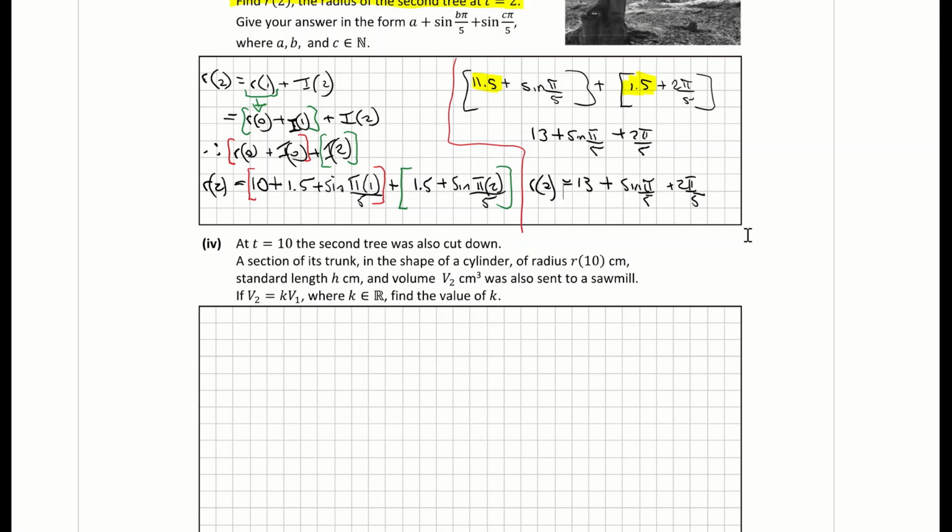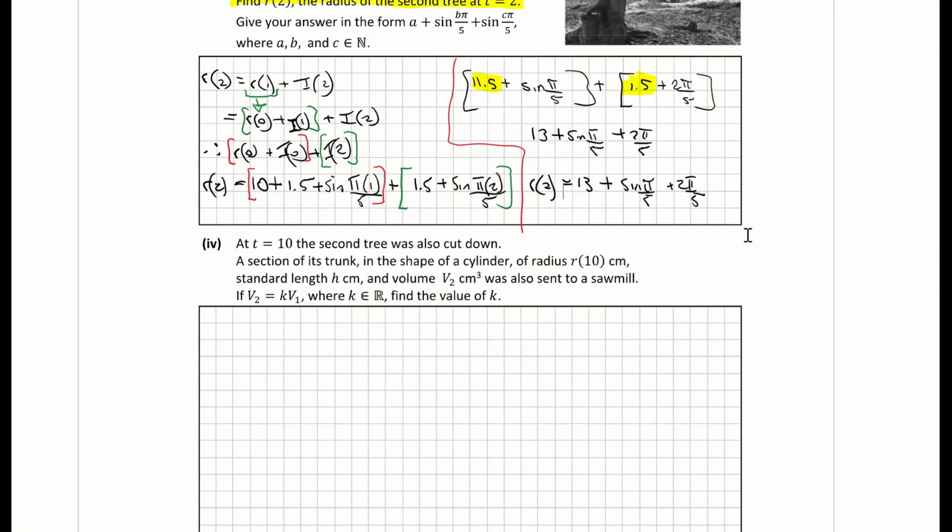Okay, last part of this question is part IV. At time 10, the second tree was also cut down. A section of its trunk in the shape of a cylinder of radius 10, standard length h, and volume V2 was also sent to a sawmill. If V2 is equal to K times volume 1, find the value of K. So basically it's telling us that in order to find the volume of tree 2, we multiply the volume of the first tree by the scale factor of K.